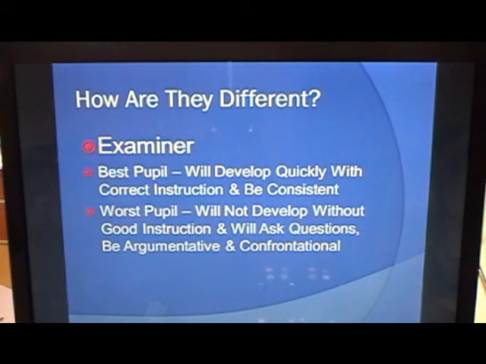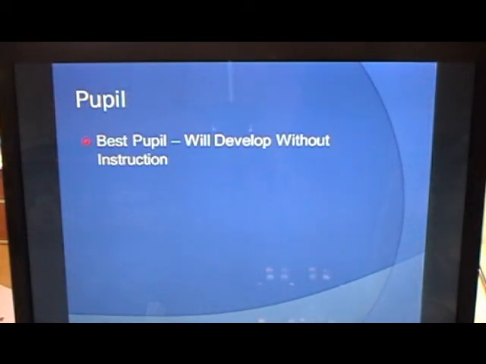So we'll look at the difference now with the pupils. Your best pupil will develop without needing instruction. And this is where you can find problems in part 3, because if you don't give instruction, the examiner won't develop, and it's going to be really tough. So don't expect things to happen without instruction. Some pupils, you can tell them what to do and they will do it. An examiner won't do it like that. They will expect the instruction to go with it.